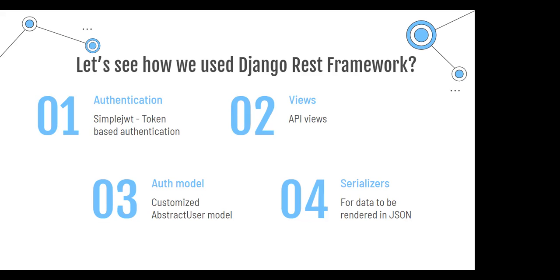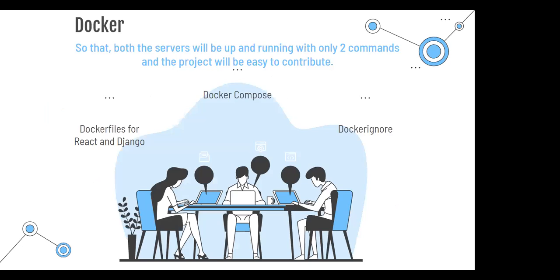Instead of building the auth model right from the beginning, we used the abstract user model that is provided by Django, which was quite easy. So we simply customized it and used it efficiently. Next thing is the serializers, which are generally used in every project where we deal with REST APIs, and hence we went with it. I would like to hand over to Manali.